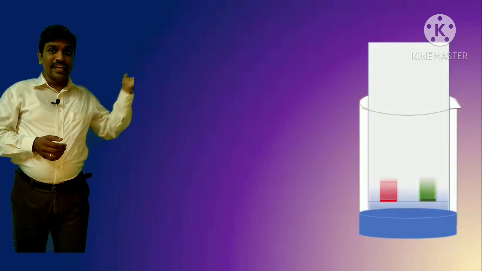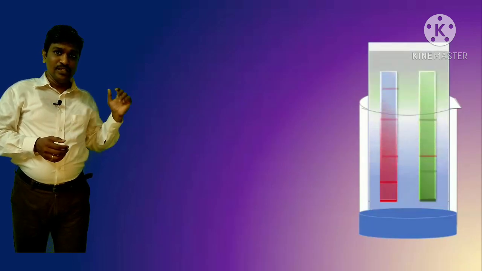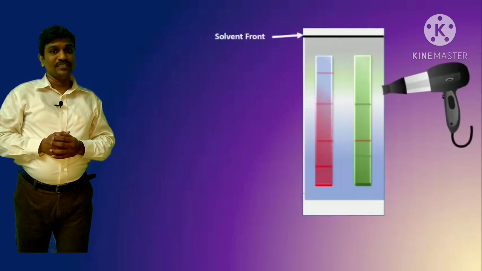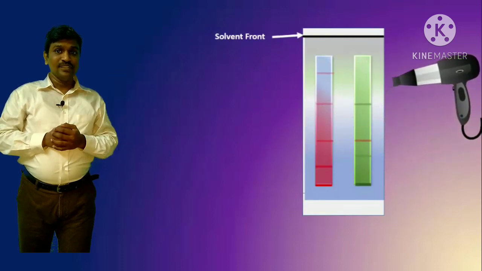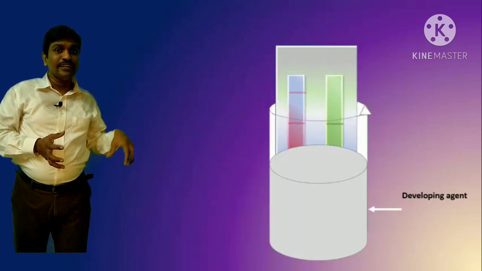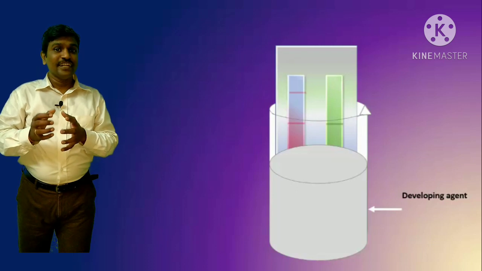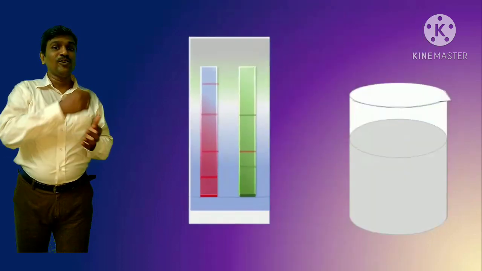When it has run up to 3/4 or a certain mark, it is removed. That certain mark or 3/4 distance is known as the solvent front. Then you have to dry it, and mark the solvent front with the pencil. After drying, you have to keep it in a developing reagent. The developing reagent will react with your spot or phytoconstituent and color the spot. Then again you have to dry it.